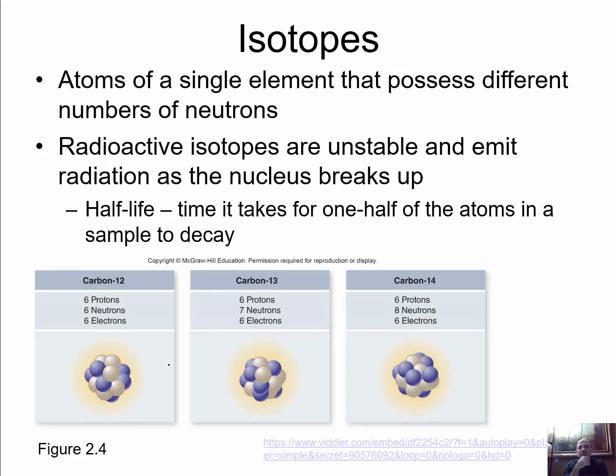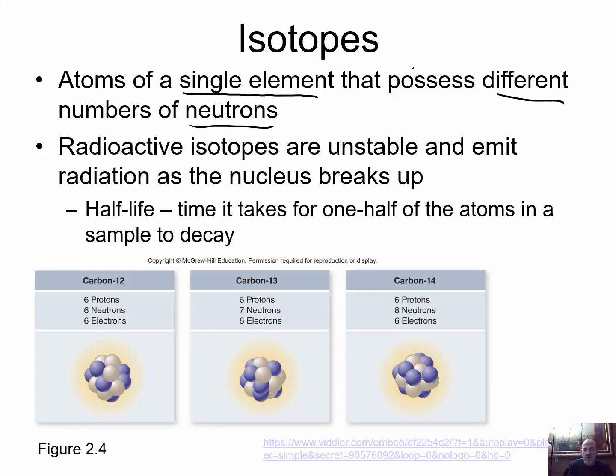I mentioned earlier the term isotopes. Isotopes are for the same element. If you get a natural sample of any single element, it's going to have atoms with different numbers of neutrons. The neutrons can be different, but the number of protons cannot, because the protons identify the element.